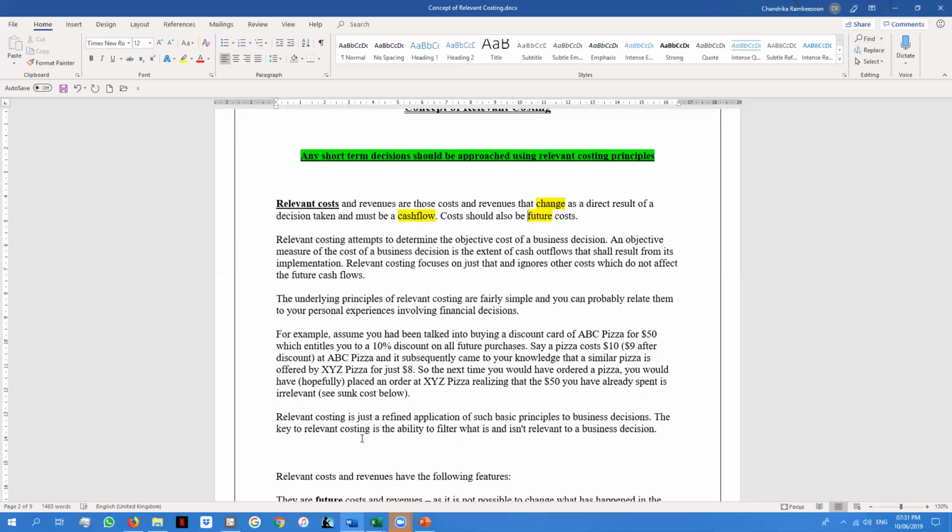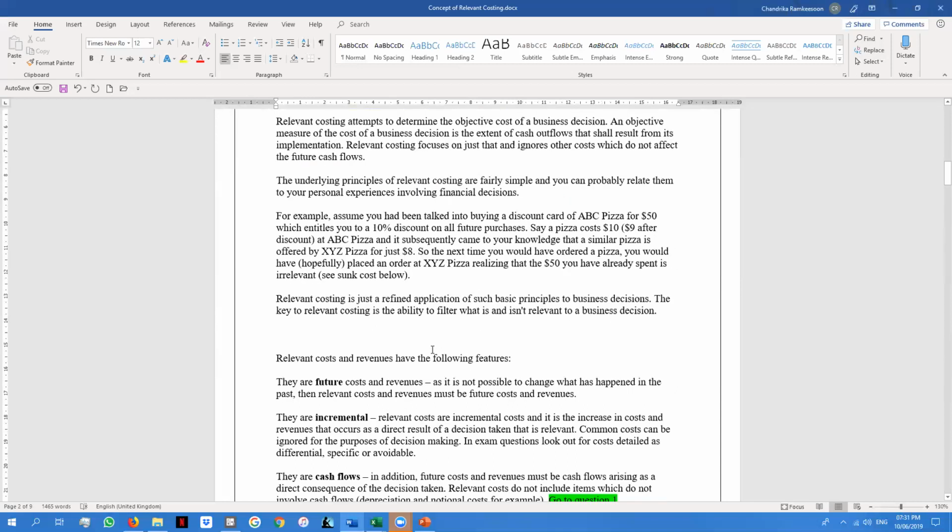Because the $50 you paid is not going to change either way. But you will be receiving a savings of $1 on every future pizza which you're going to purchase from XYZ Pizza Company. Instead of paying $9 from ABC, the post-discounted price, you're going to pay $8 from XYZ, the normal price of the pizza. This is a good example.